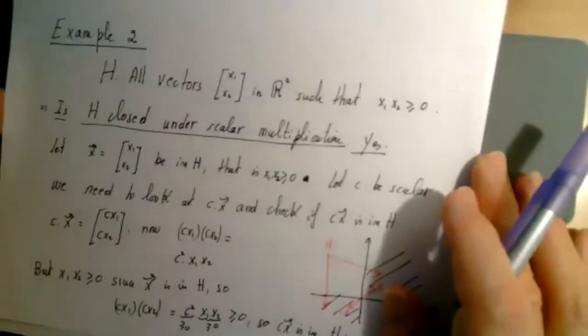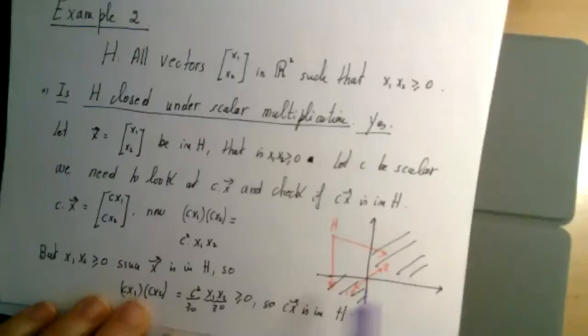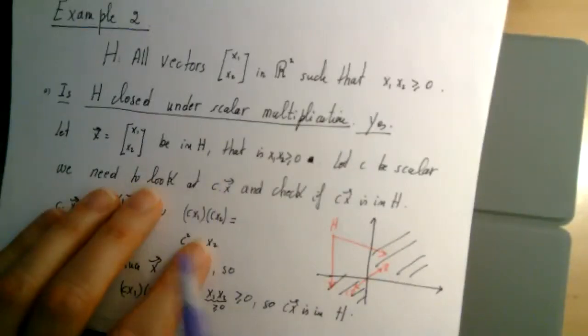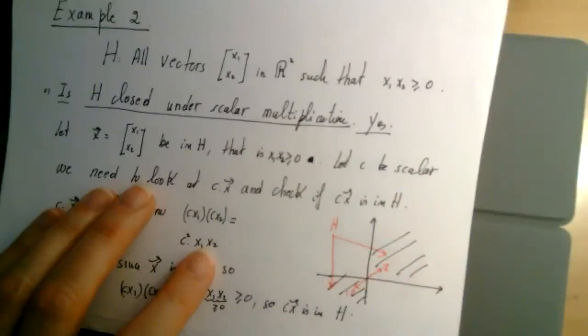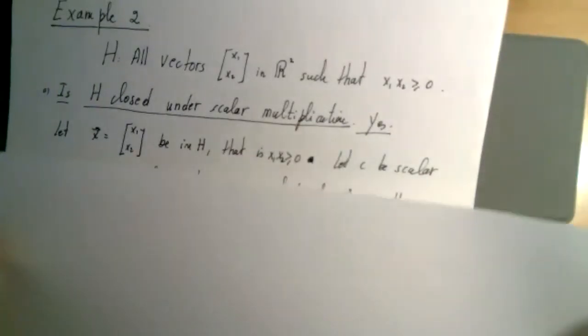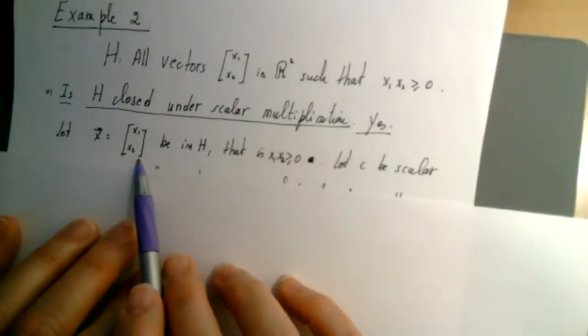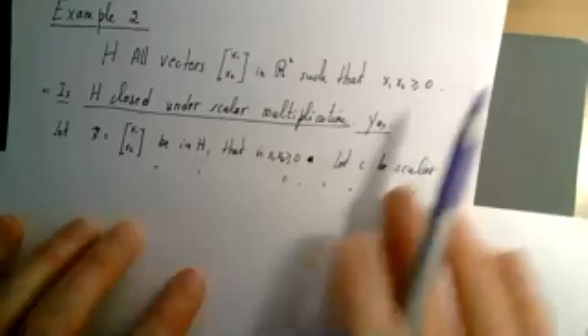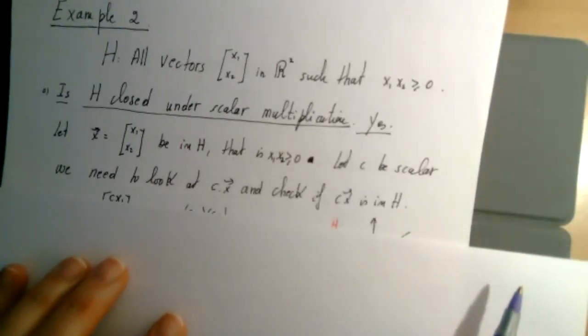But now I want to work on it algebraically because I want you to handle those problems algebraically. So what does algebraically mean? You start with a vector in H. What does it mean to be in H? What characterizes those? It means the product of their components is positive. And let c be any scalar. And I take c times x.